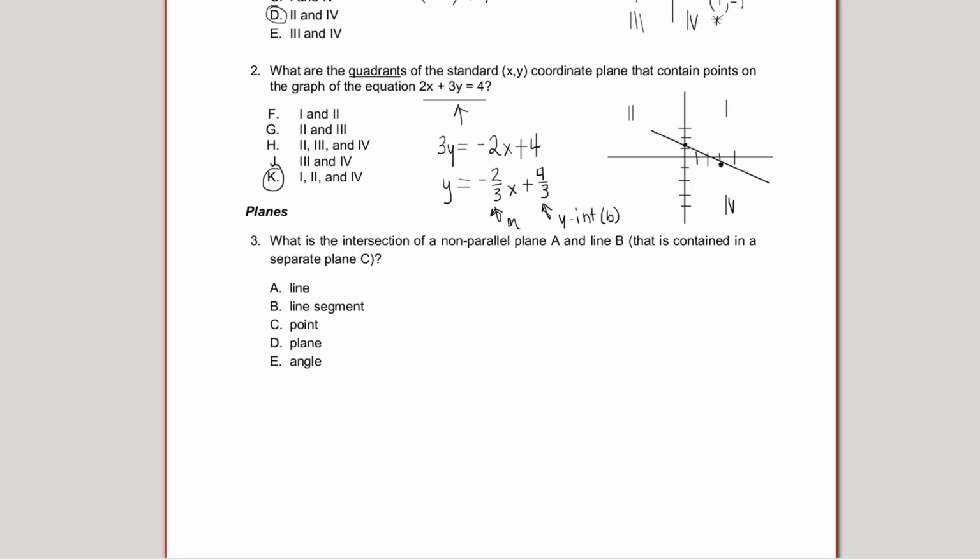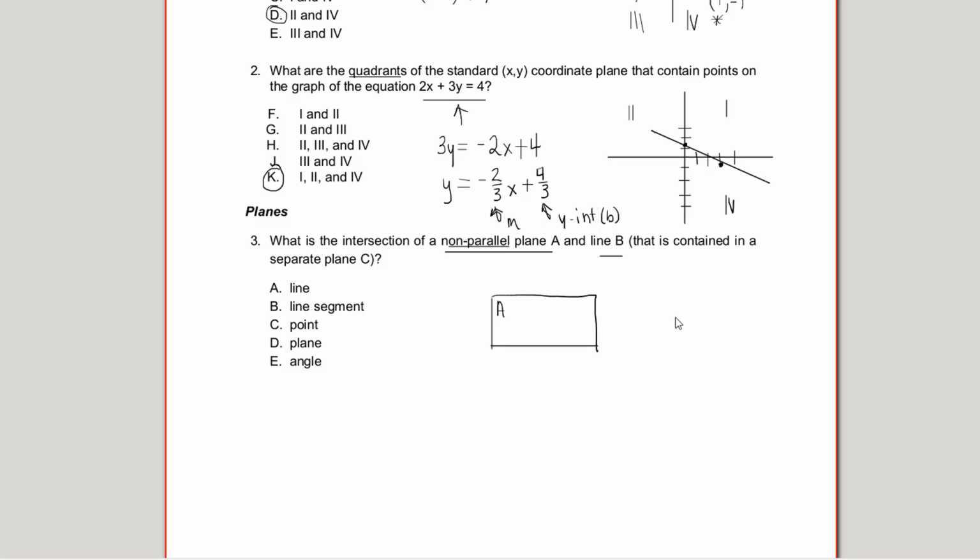What is the intersection of a non-parallel plane A and line B that is contained in a separate plane C? So we get some good information here. We visualize a plane like a sheet of paper. We know a plane, though, goes on and on forever in the direction that it is. This is plane A. And then we have a line B. We are told that they are non-parallel.